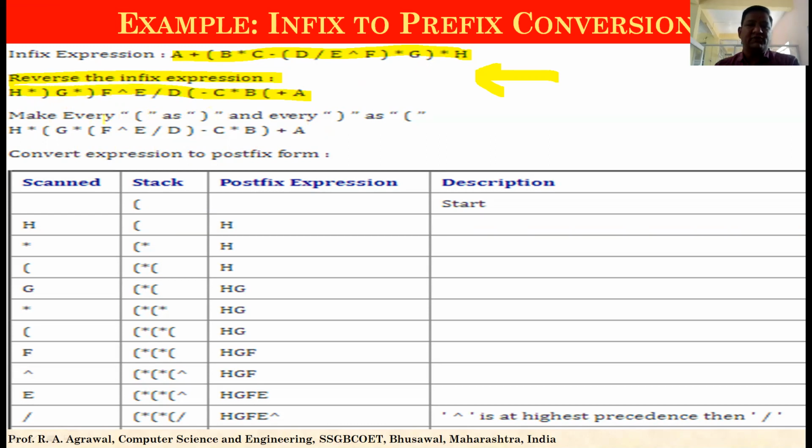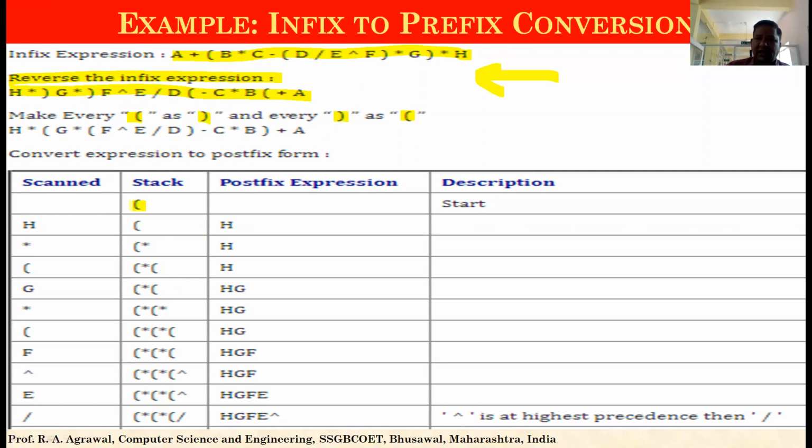Step number 2, replace every opening bracket with a closing bracket and every closing bracket with an opening bracket. This is a very simple step that you have to perform whenever you are performing the infix to prefix conversion. You do not have to reverse the expression when performing infix to postfix, so don't get confused. Read the question thoroughly, see what is asked, and perform the task accordingly. So in infix to prefix, you have to reverse the expression and convert every opening bracket to a closing bracket and every closing bracket to an opening bracket. And then again, we apply the same infix to postfix conversion algorithm.